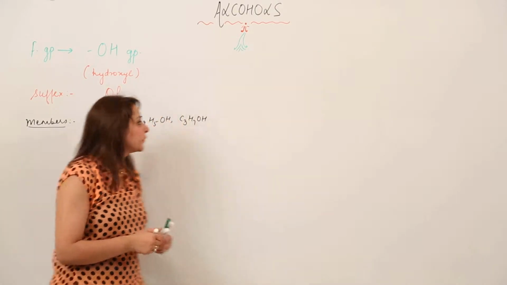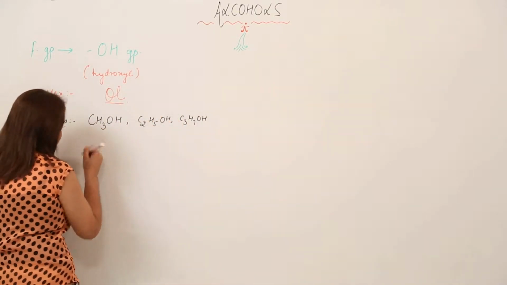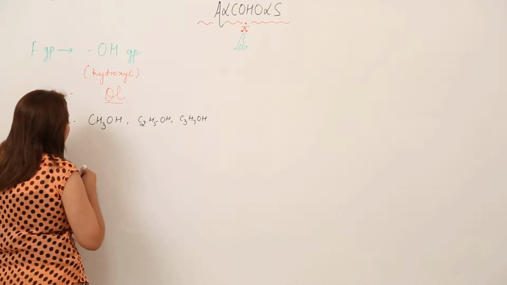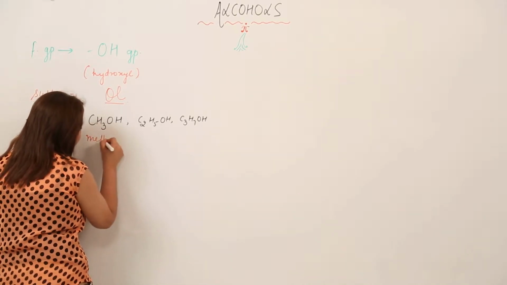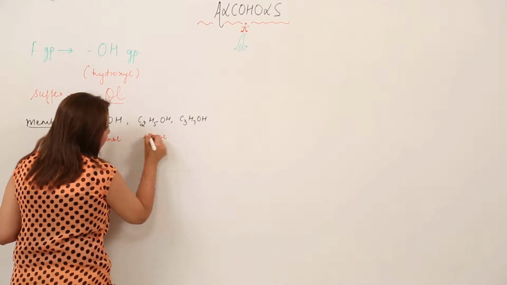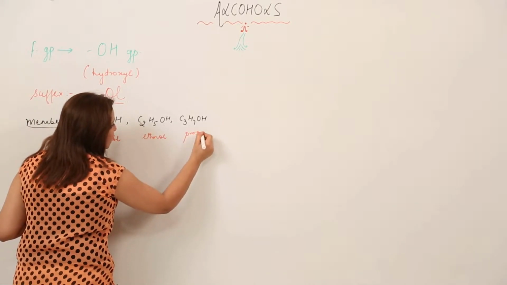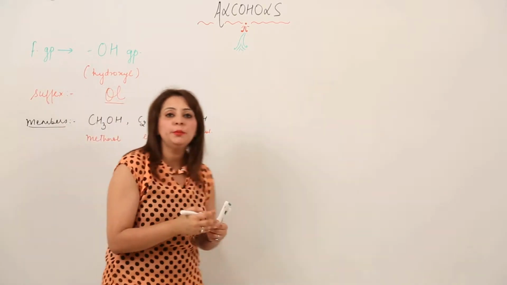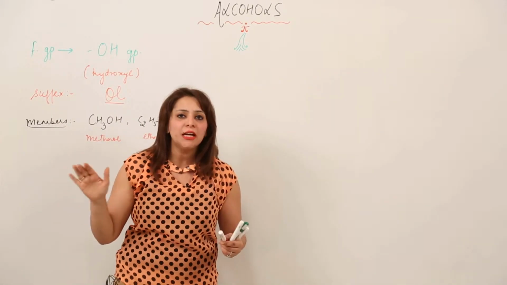You know how we make these members. So what is the IUPAC name for it? The IUPAC name for this member is methanol, for this is ethanol, for this is propanol. This is how we can write the IUPAC name for the different members of the alcohol.